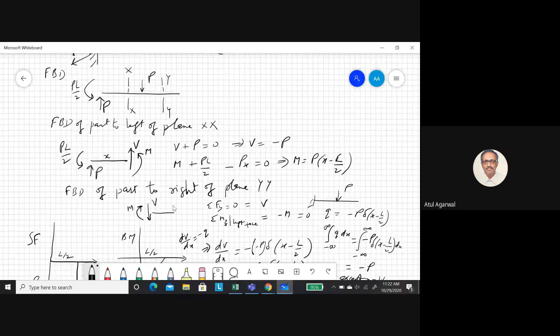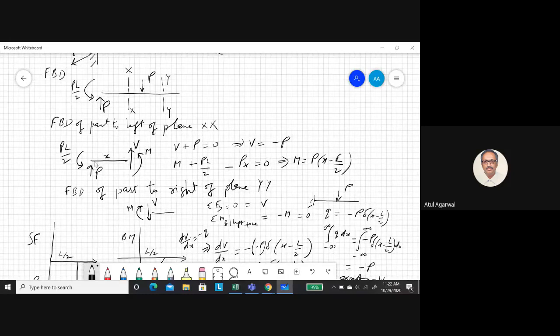Now is it okay, Lavish? Yes, sir. Since it is a right face and the area normal is in positive X direction, I have taken these directions for shear force and bending moment. So whatever be the reality, that doesn't matter.